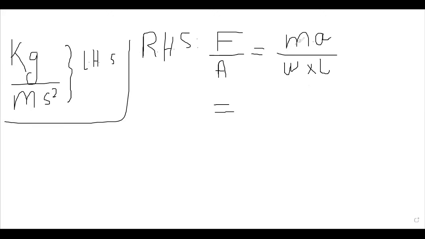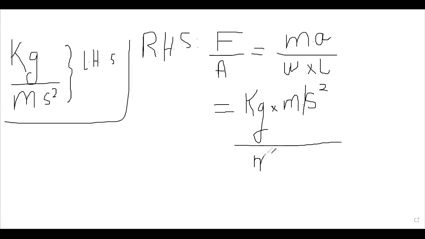fundamental quantities. M is a capital M, it's mass, times acceleration. We said acceleration is, just a minute, sorry for this. Mass fundamental unit is kilograms times the acceleration. We just said its unit is meters per second square, and this is divided by width by length. Width and length are both measured in meters, so meters times meters, right?